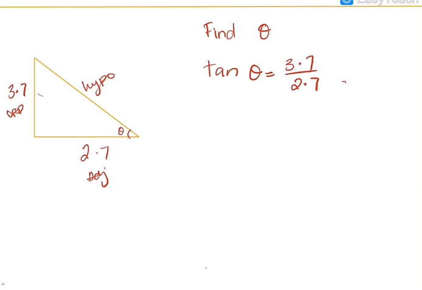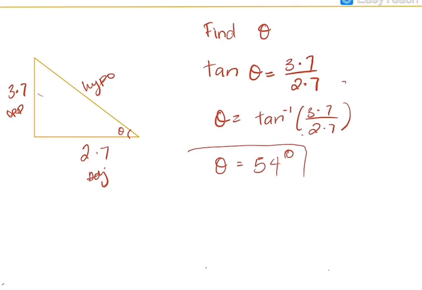Okay, and now we are going to do the inverse of tan. So it's going to be tan inverse multiplied by 3.7 over 2.7. Again, grab our calculator. We're going to take tan inverse, and we're going to multiply 3.7 divided by 2.7. And our theta should be about 54, because it's 53.8, but I rounded up to 54 degrees. So this would be theta.